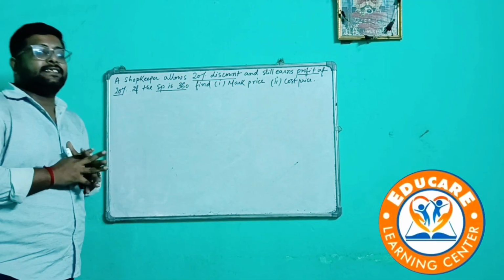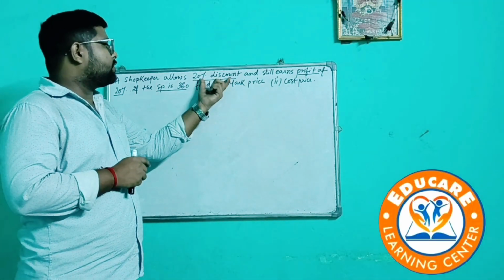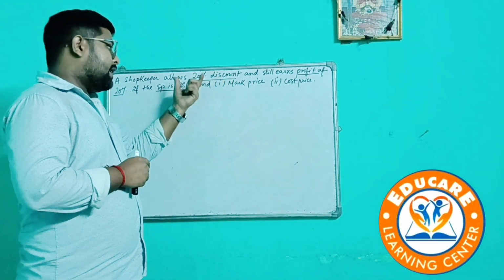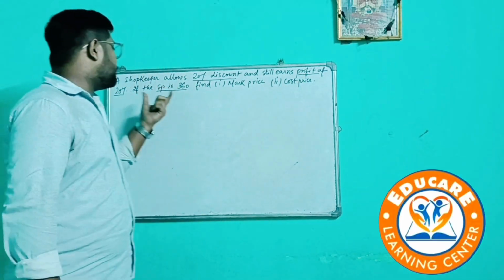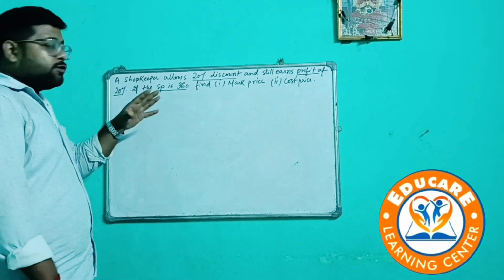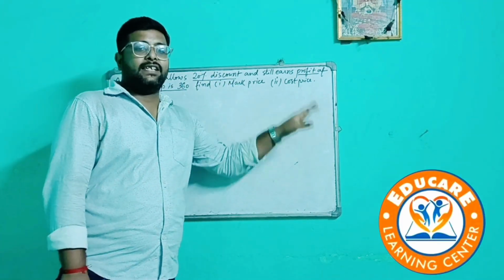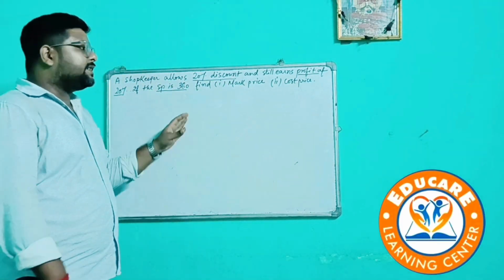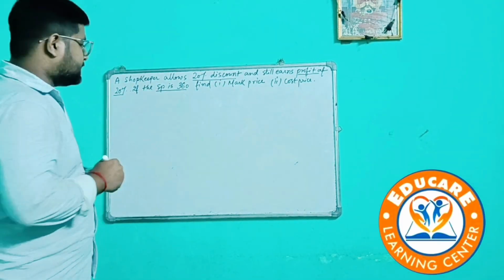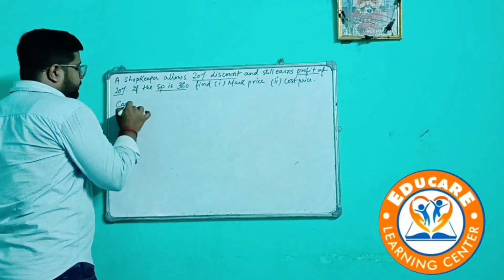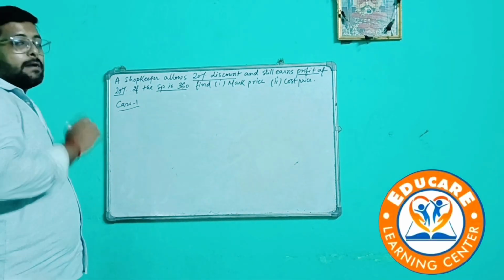Now these are the highlights of the sum. Our first case says we have got a discount of 20%. Still we are making a profit of 20%. Although our selling price is 360. You need to find mark price as well as cost price. We will be doing this sum in two cases. So let's say case 1 we are doing for finding mark price.